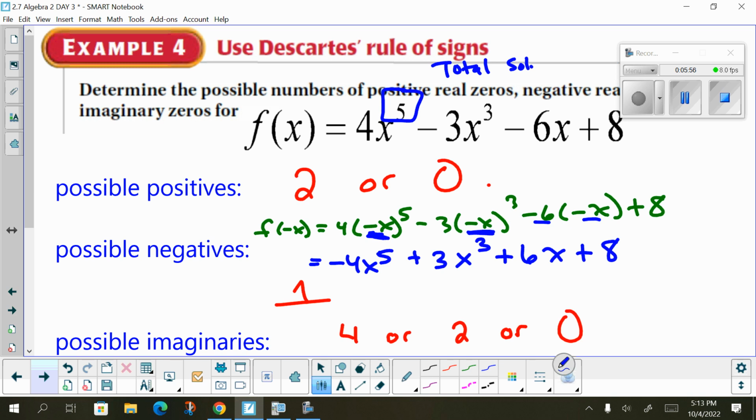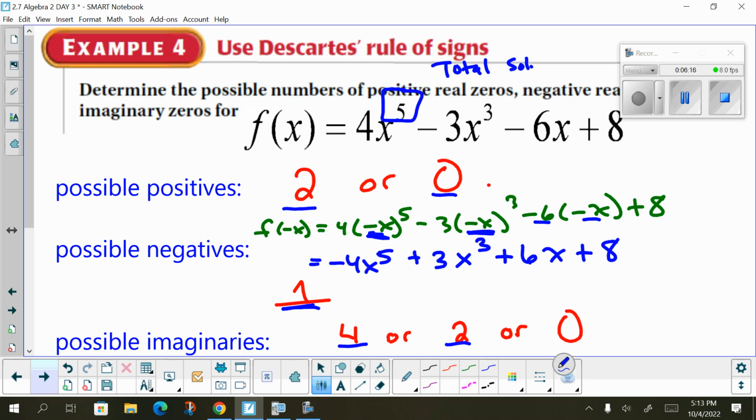So let's think. If I had 2 positives and 1 negative, that'd be 3. I would need 2 imaginaries. So that would work out. That would give me 5. If I had 0 positives and 1 negative, that'd be 1. Then I would have 4 imaginaries.